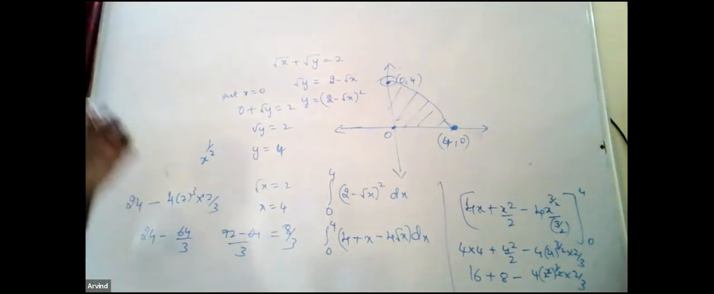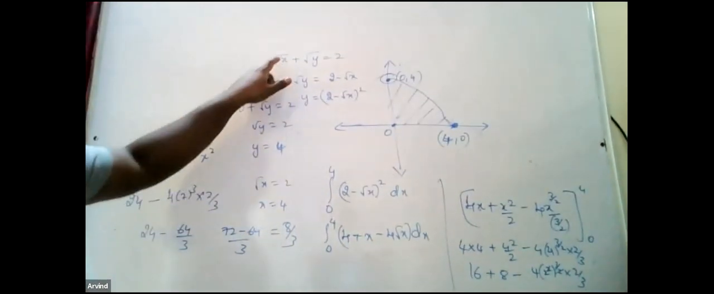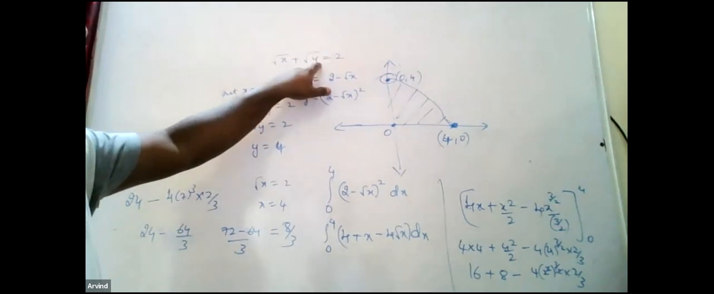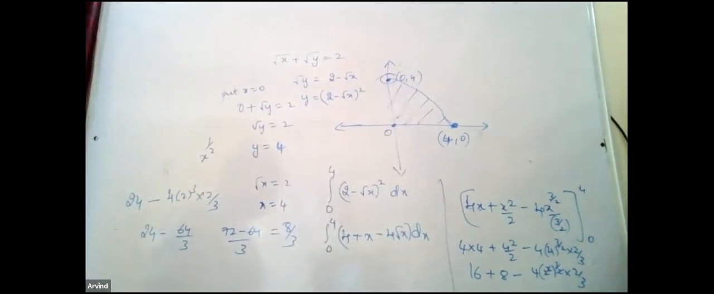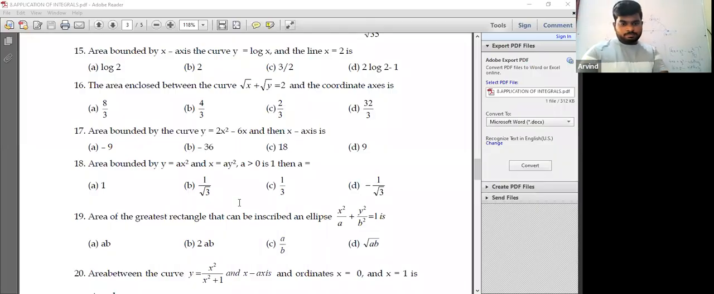So these types of problems are very interesting. A different kind of problems. Here, you just give x as 0, find the value of y. Give y as 0, find the value of x. Then you can integrate it. So option A, 8 by 3 square units.